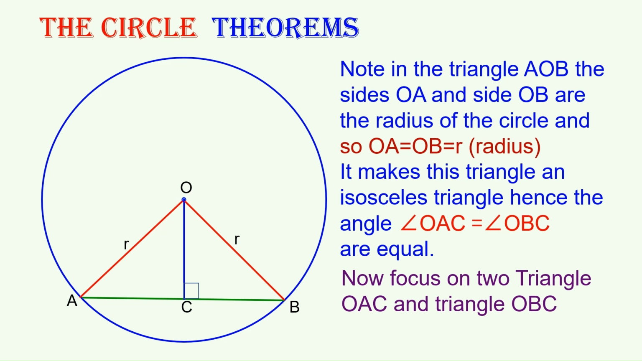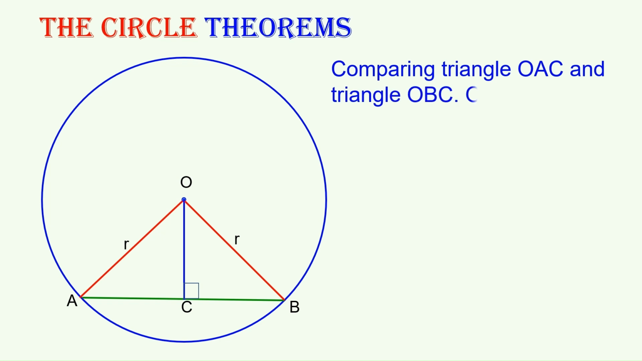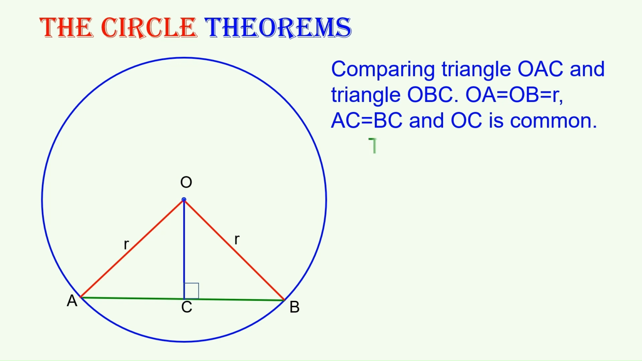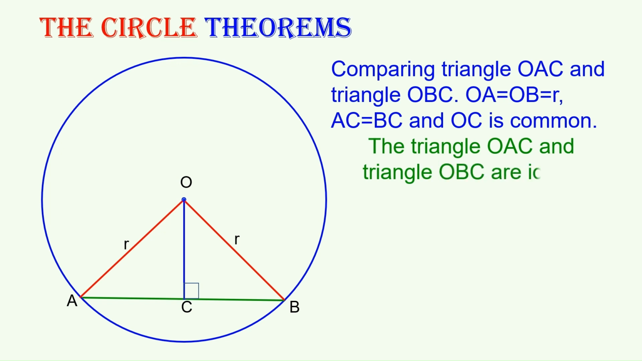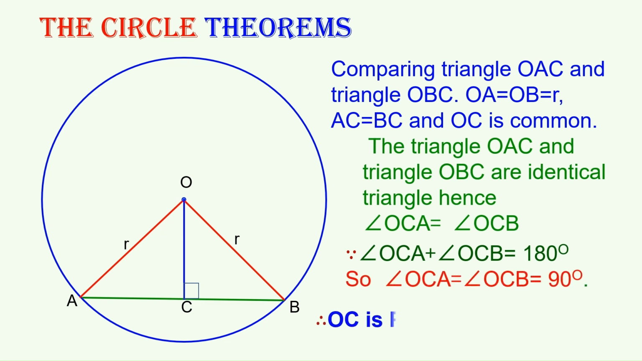Next, we focus on triangles AOC and OBC. Comparing triangle OAC and triangle OBC. Sides OA equals OB equals R. Sides AC equals BC and side OC is common. The triangles OAC and OBC are identical triangles. Hence, angle OCA equals angle OCB, and will equal 90°, or a right angle. Therefore side OC is perpendicular to the chord AB.